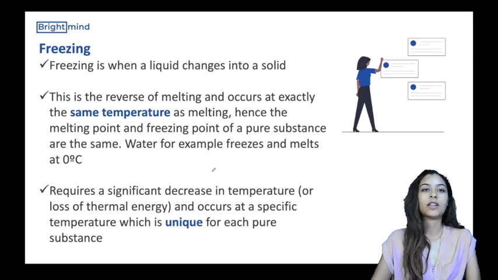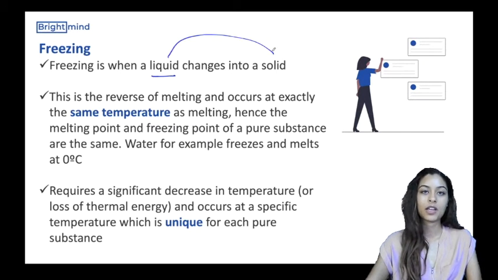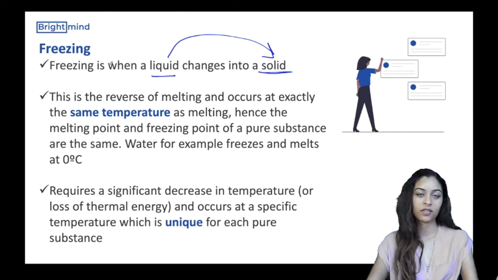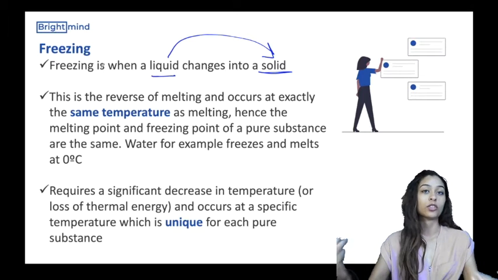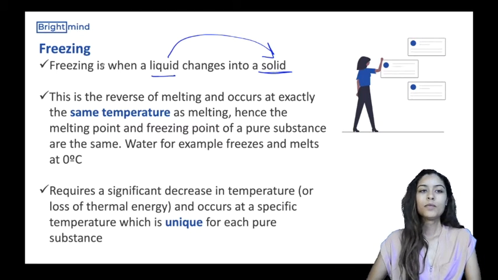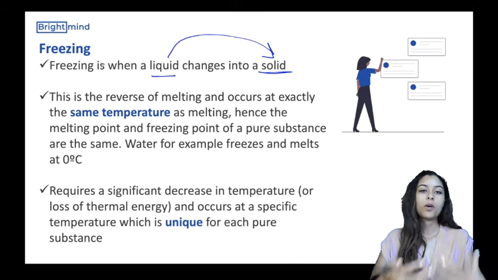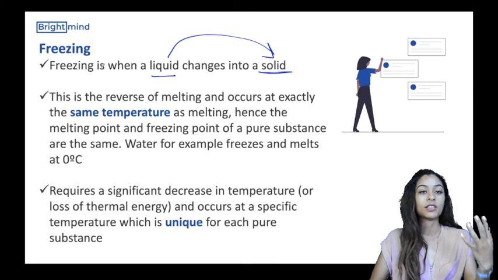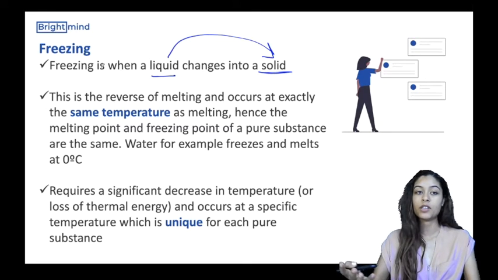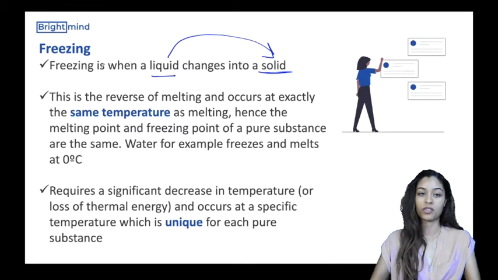Let's look at freezing now. Now the change of state is going to be from a liquid into a solid. So that's what happens when we freeze a liquid, it turns into a solid. So this is the exact opposite of melting. It's the reverse process, and it occurs at exactly the same temperature as melting. So from this, we can say that the melting point and the freezing point of pure substances are the same.